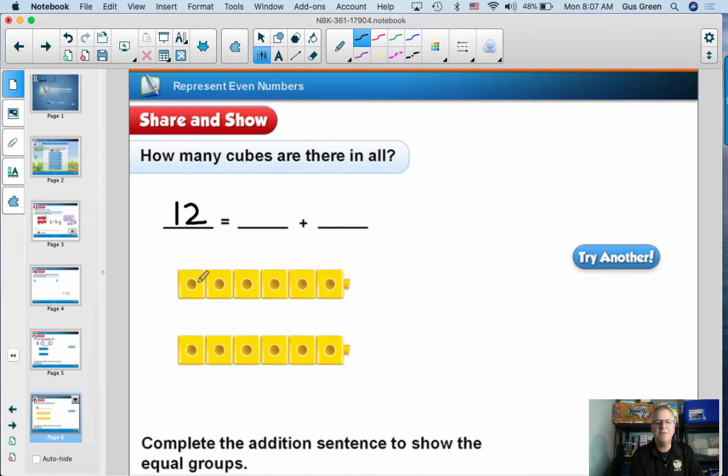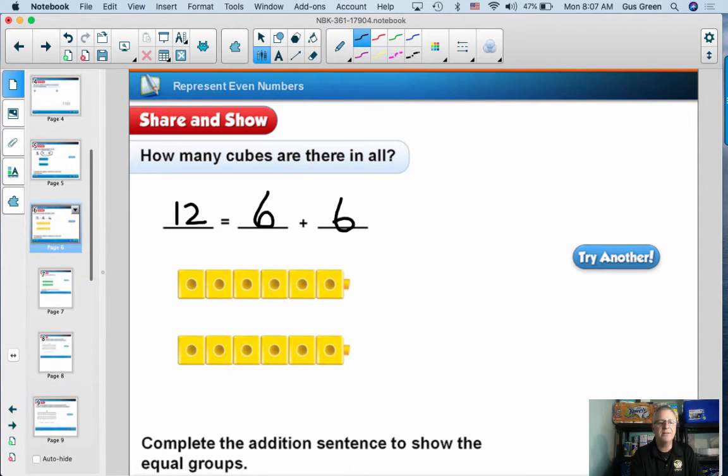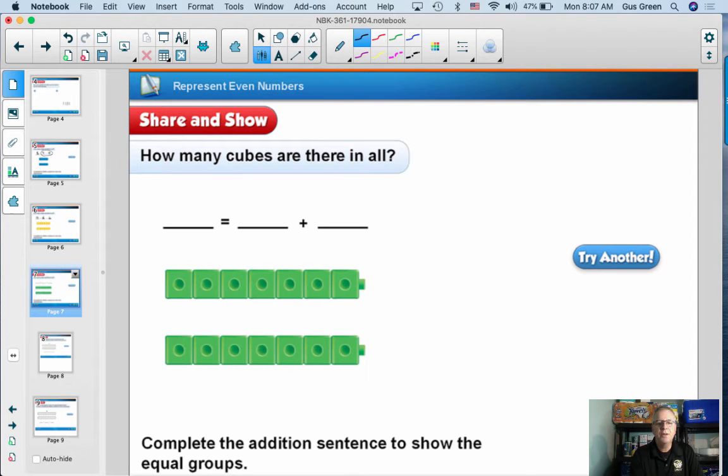And the one on top is 1, 2, 3, 4, 5, 6. Make sure you're writing as well. 6, and then the bottom, 1, 2, 3, 4, 5, 6. So 12 equals 6 plus 6, another doubles fact. And I hope you get super quick at your doubles facts. All right, let's try another.